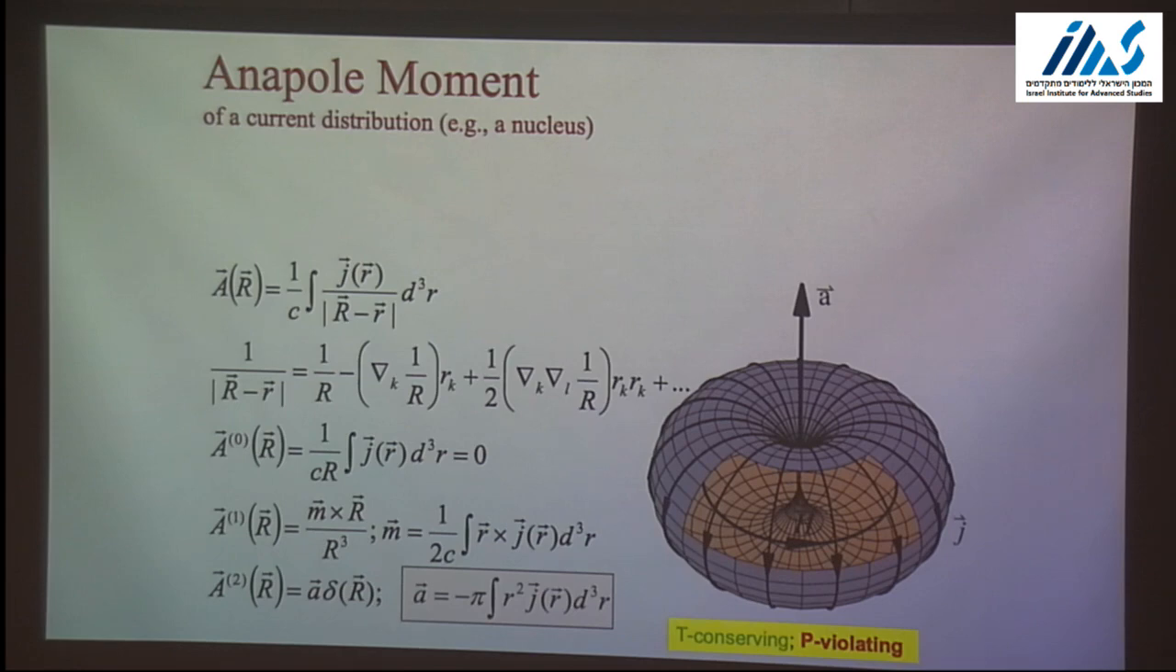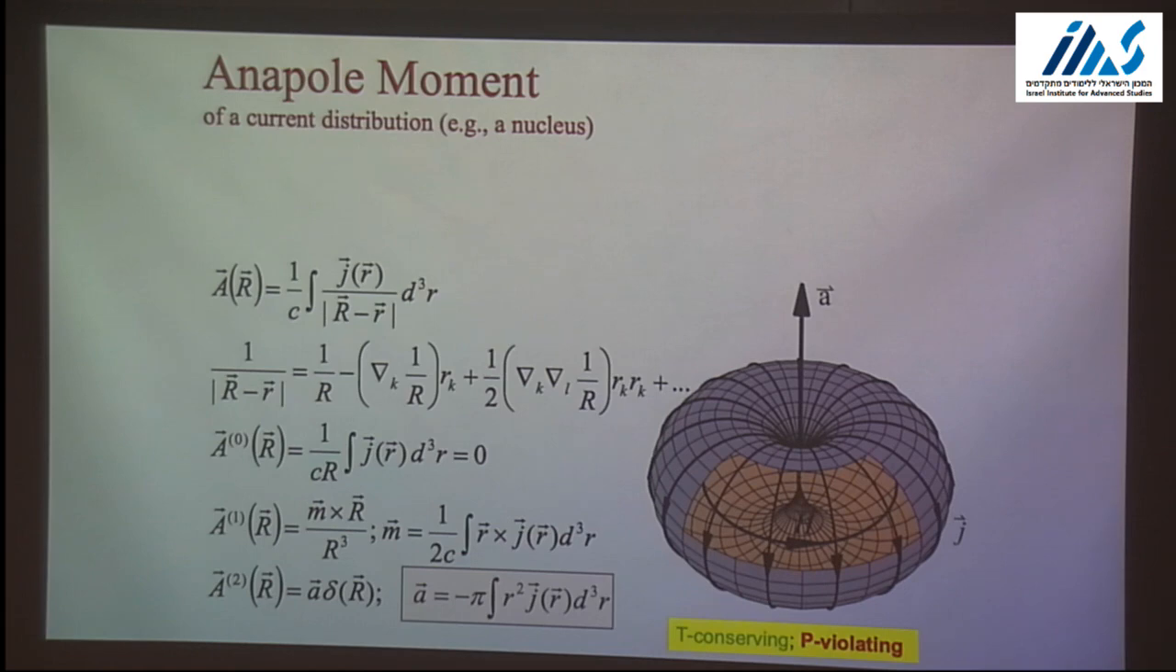And if you take the zero term, it is 0 because the integral of the electrical current over the nucleus is 0. And then in the first order, you recover the magnetic moment interaction. And then in the second order, you find that this vector potential is given by a delta function of r times this quantity a, which is the anapole moment. And this is basically r squared j integrated over the volume of the nucleus. And this quantity is parity violating.